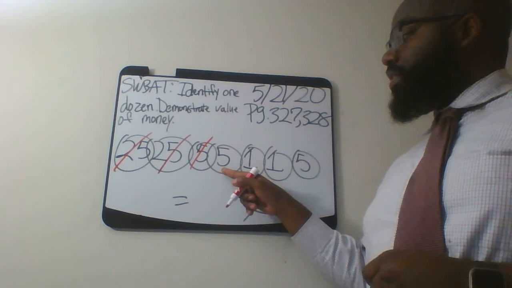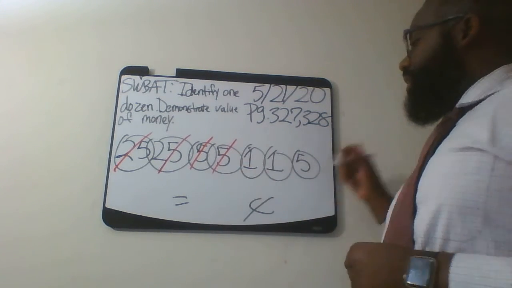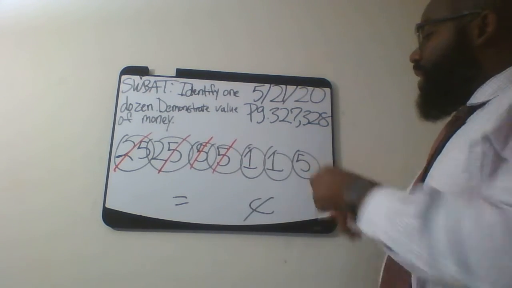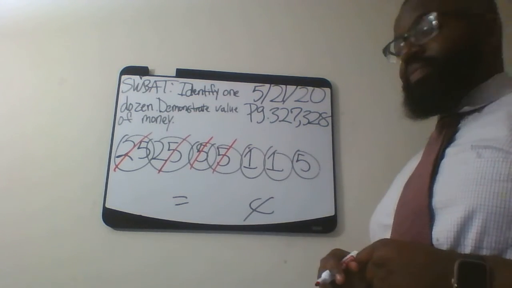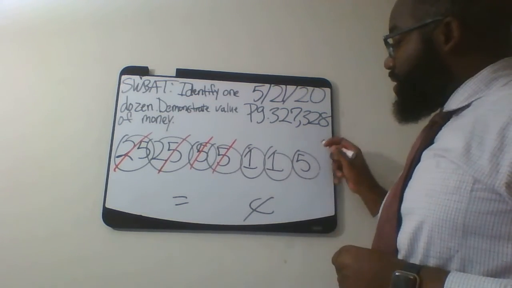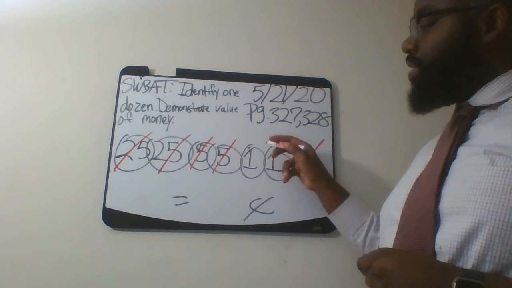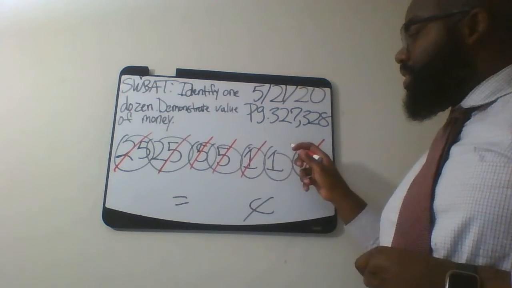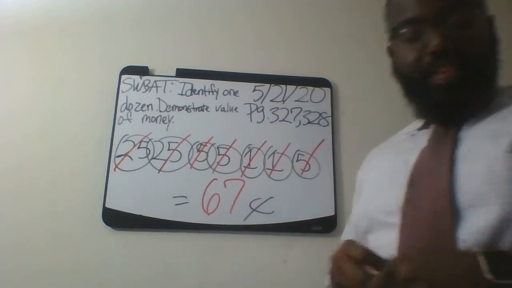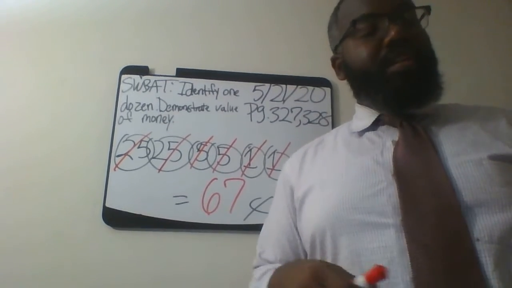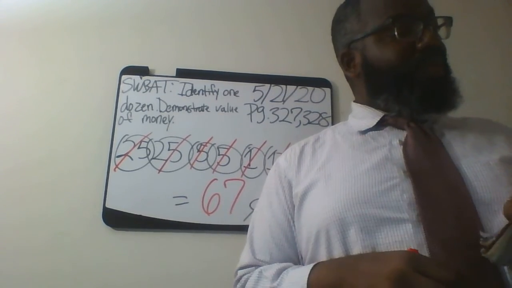The next nickel. 55 plus 5 is 60. Good job. Now, what is 60 plus 5? We're going to move over to this nickel. 65. Then we add our 2 pennies. 66, 67. So we have 67 cents. Now let's flip over to the next page, 328.